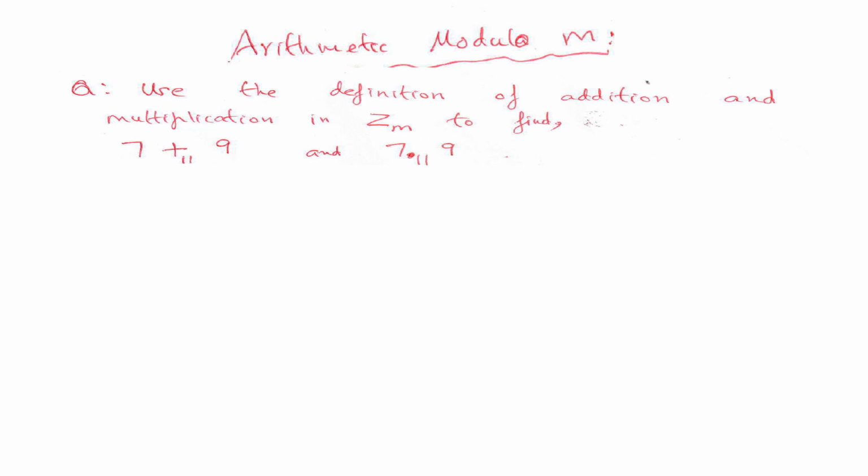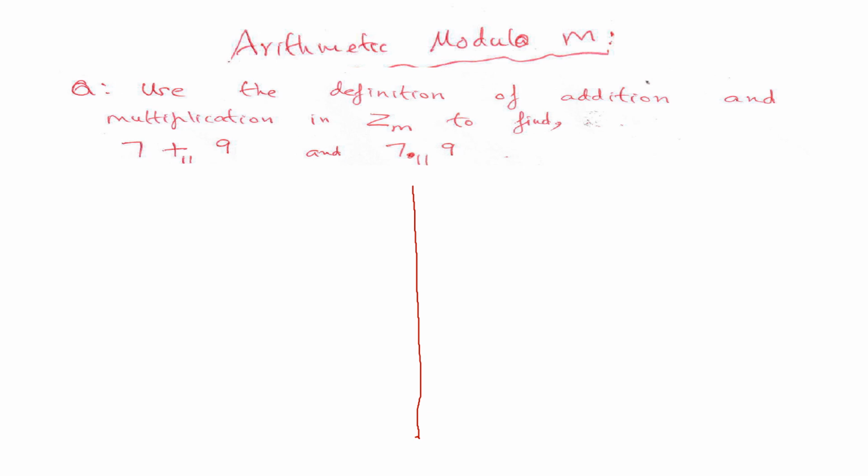See the question here. This is about arithmetic modulo problems. Use the definition of addition and multiplication in Z_m to find 7 +_11 9, that is the addition operation, and 7 ·_11 9, this is the multiplication operation. Both are very simple, with a small difference between them. Let me divide this page into two, because there are two cases here. First we will solve the addition operation 7 +_11 9.